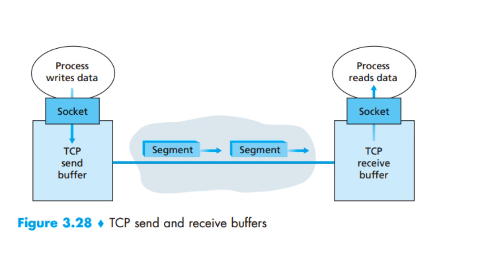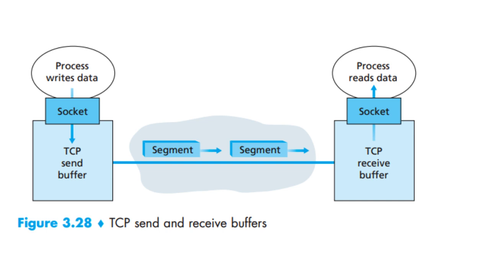TCP pairs each chunk of client data with a TCP header, thereby forming TCP segments. The segments are passed down to the network layer, where they are separately encapsulated within network layer IP datagrams. The IP datagrams are then sent into the network. When TCP receives a segment at the other end, the segment's data is placed in the TCP connection's receive buffer, as shown in figure 3.28. The application reads the stream of data from this buffer.